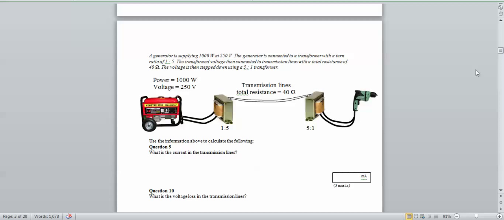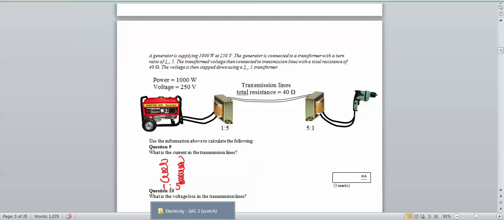We've got a generator over here, and we need to use the information above to calculate the following. What is the current in the transmission lines? Now let's have a look at how a transformer works. Basically, a transformer has so many coils, and we have a ratio of coils, I guess this might be 1 coil for every 5 coils. So let's just say if we had 50 coils on the left, then we'd have 250 coils on the right. And what that will do is step the voltage up or down, depending on whether it's 1 to 5 or 5 to 1. 1 to 5 is going to step the voltage up.